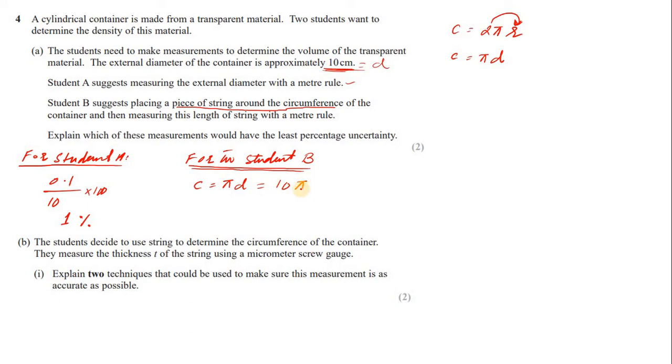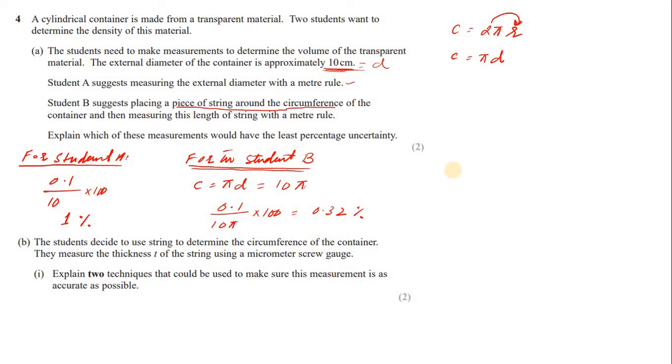This is the length of the string that the student is going to measure, and the resolutions will be the same. So percentage uncertainty will be 0.1, which is the resolution of the meter rule, divided by 10 pi multiplied by 100, and the answer will be 0.318 or 0.32%. Clearly, student B has a less percentage uncertainty. This is the conclusion you will have to write.